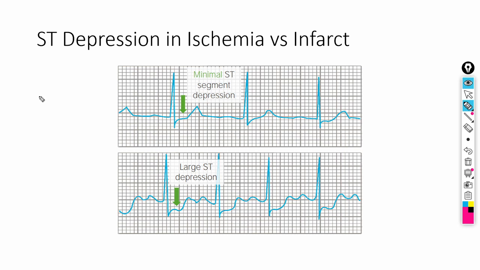So in the first ECG, there is mild, very minimal ST segment depression. This is seen in cases of ischemia, for example angina, and it is a reversible ST depression which can be reproduced by exercise test. In the second ECG, there is a large ST depression, which is the case of non-ST segment elevation MI. It is due to the cell death in myocardial infarction.